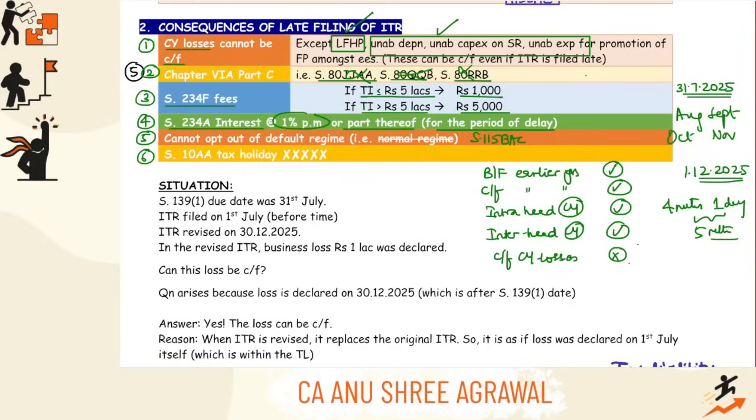Point number 1, assessee cannot carry forward current year losses. Point number 2, chapter 6A part C you cannot enjoy. Point number 3, 234F fees you will have to pay. Point number 4, 234A interest you will have to pay. Point number 5, you will have to file the return as per default regime only. You can't opt out. You can't do the filing as per the normal regime.